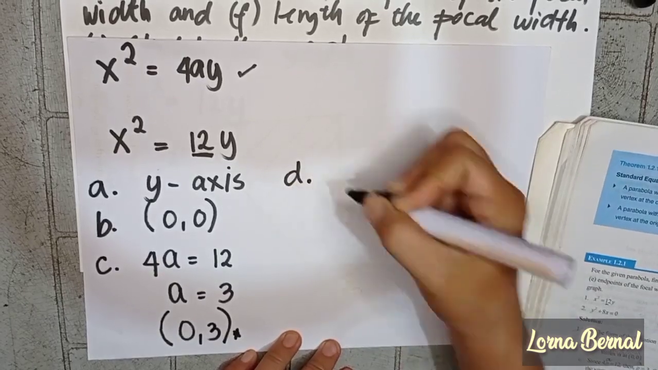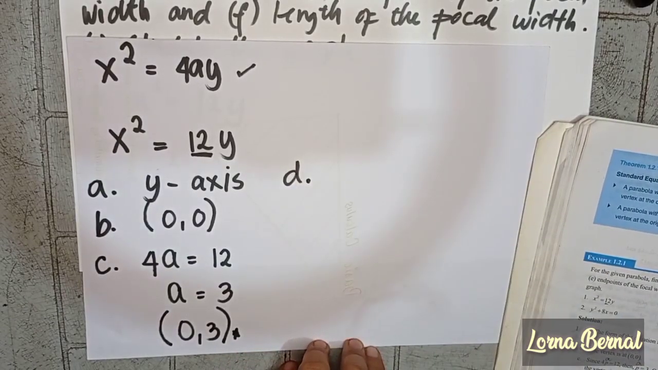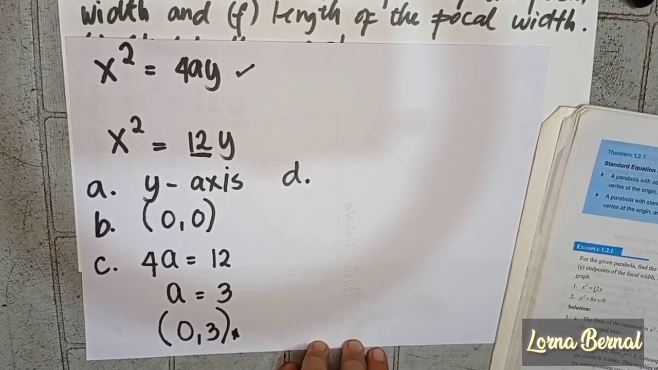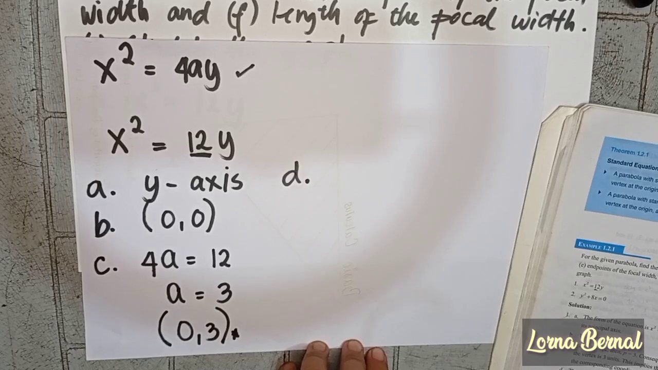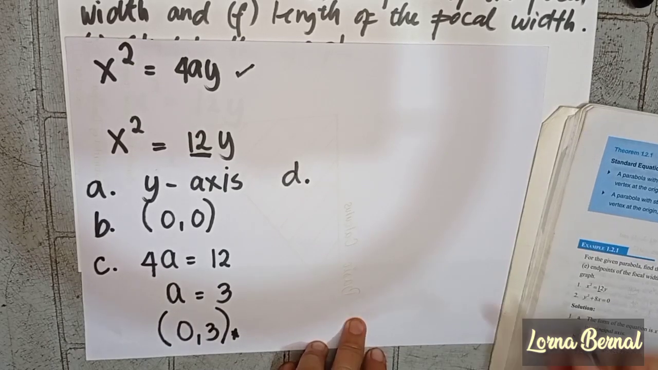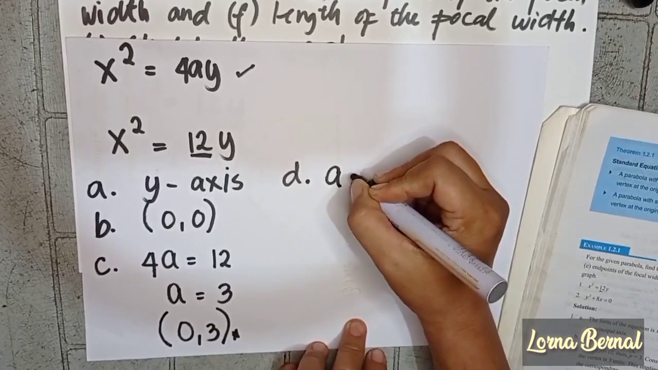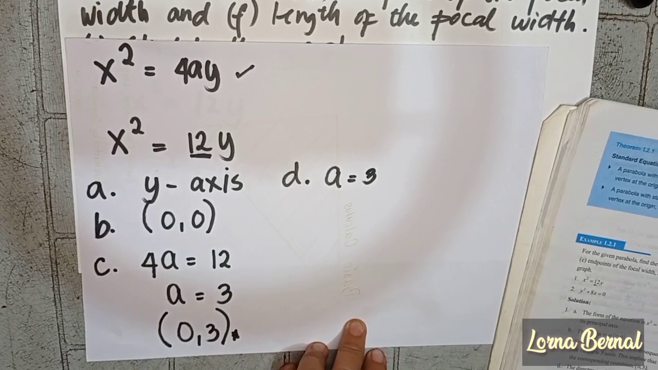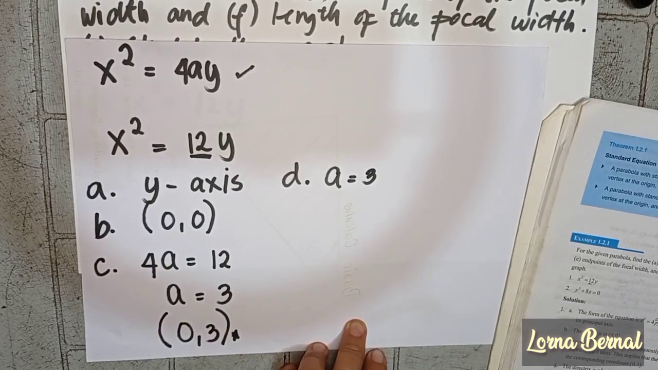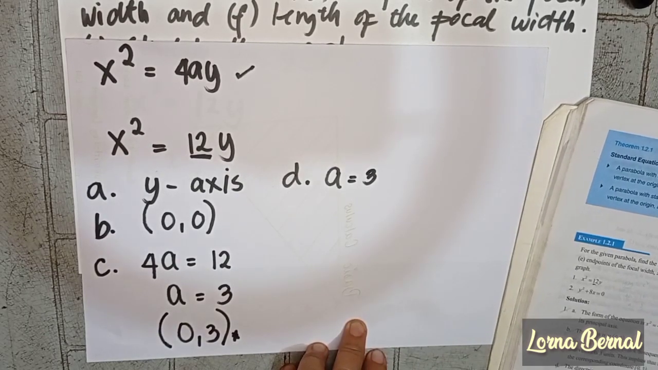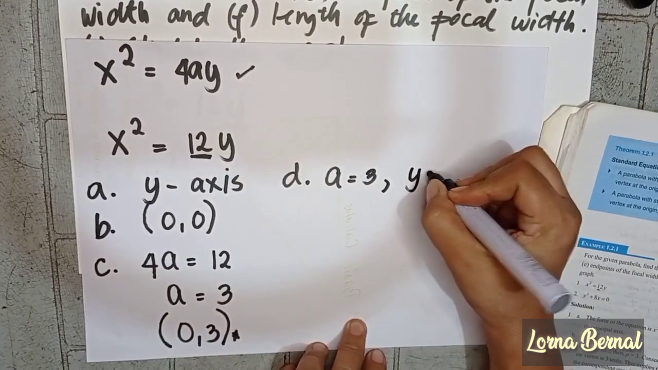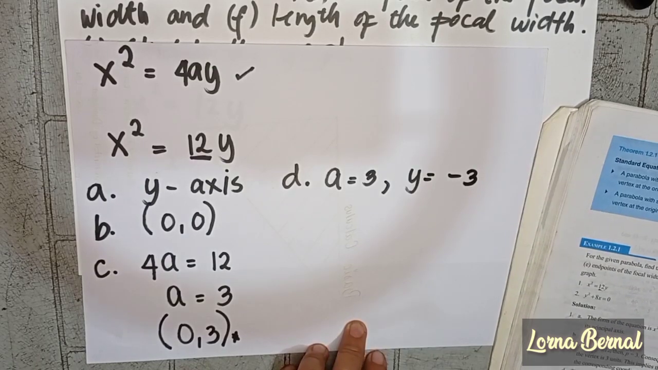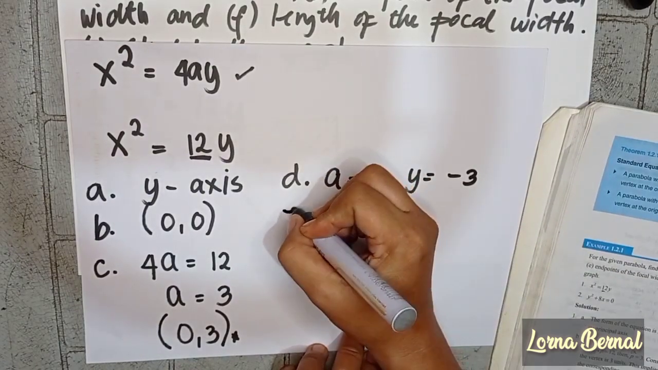Then letter D. Letter D, what is its directrix? So we know that the directrix is above or below the focus. So the directrix is a horizontal line, which is a is equal to 3. So meaning it's 3 units below the vertex. So the directrix is given by the equation y is equal to -3 because it's 3 units below the vertex.